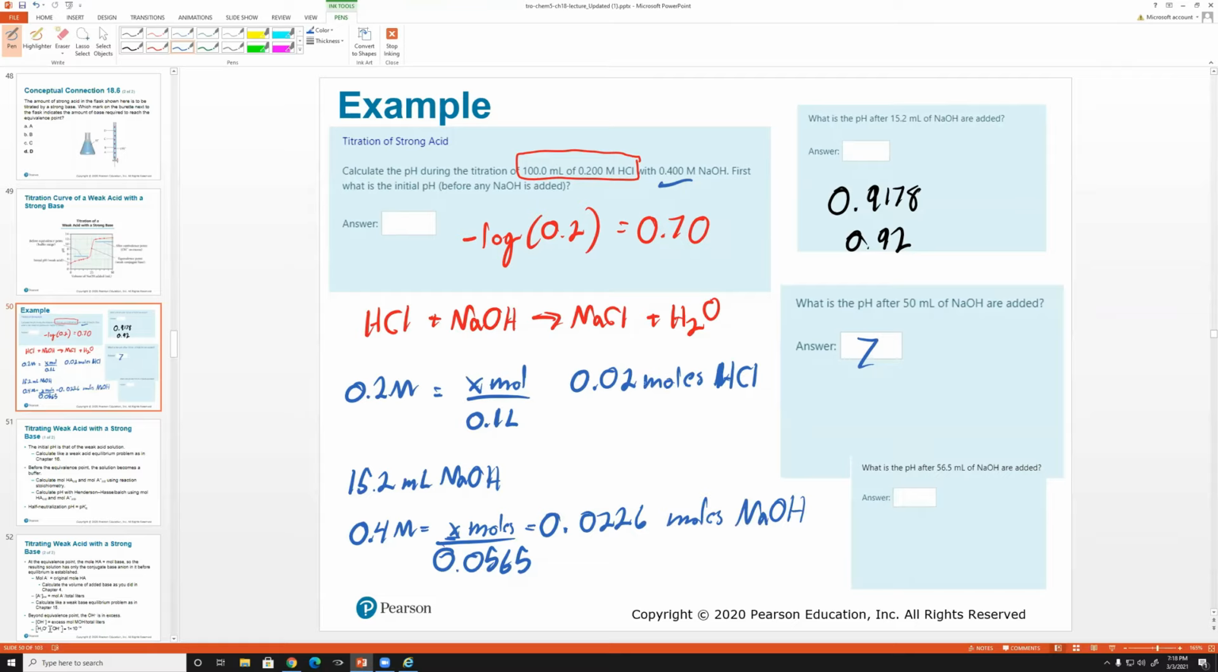Can anyone explain to me what's going to happen here? Now we have more base than we have acid. So what do you think is going to go on?